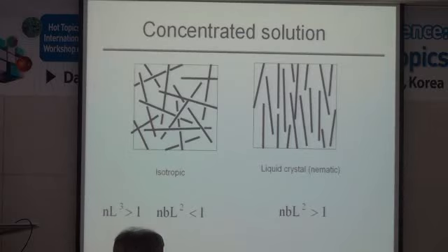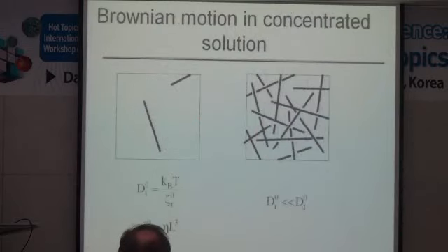By concentrated solutions, I mean two situations, as has been talked about by many people. If the concentration is low enough, the rod-like polymers distribute isotropically. We have an isotropic concentrated solution. And if we increase the concentration further above a certain critical concentration, we have the liquid crystalline state. I will discuss the dynamics in both situations. First, let me talk about the isotropic solution.